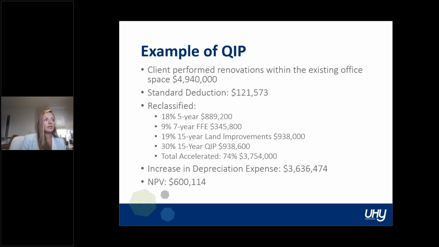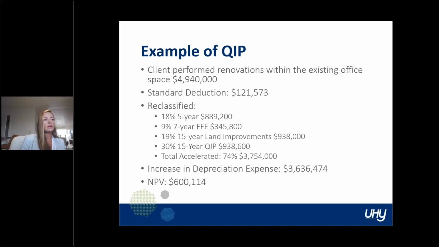And once I performed the study, I was able to reclassify 18% into 5-year property, 9% into 7-year furniture, fixtures, and equipment, 19% into 15-year land improvements. So they also made improvements to the site of the property that qualified for land improvements. And then 30% was able to go into 15-year QIP. So they had an additional 30% that would have otherwise not been reclassified. So this was 938,000, so close to $1 million, which was accelerated.